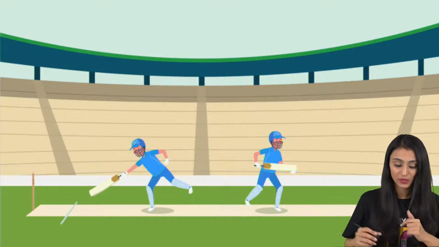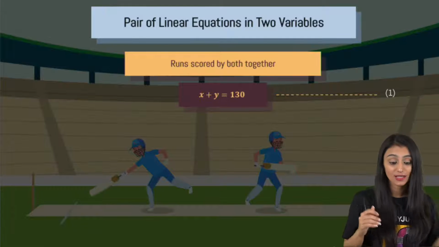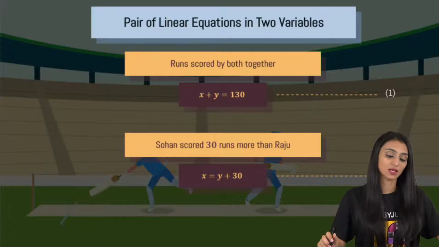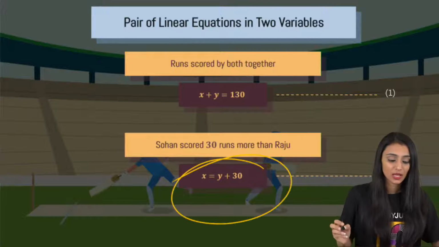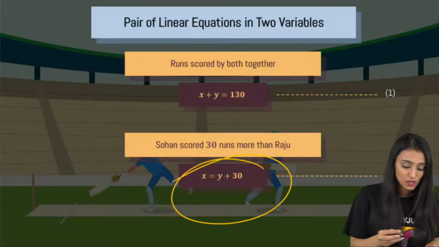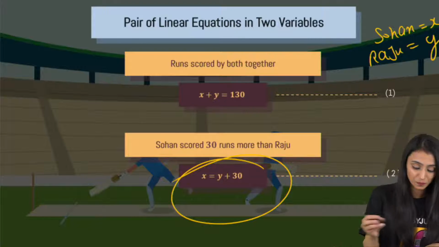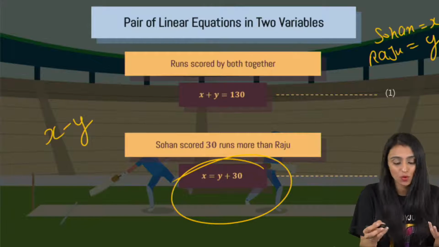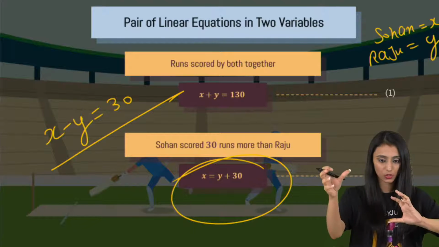Now let's consider a scenario. So again we have Sohan and Raju with us. Now what is happening here is, as I said, they both together scored 130 runs. Now let's suppose Sohan scored 30 more runs than Raju. So again we have a word problem over here. Let's suppose Sohan's runs are x and Raju's runs are y. Sohan scored 30 more than Raju. One way to write this is difference between the runs. Since Sohan scored 30 more than Raju, difference between the runs would be 30. Sohan has scored more runs, so x minus y equal to 30.